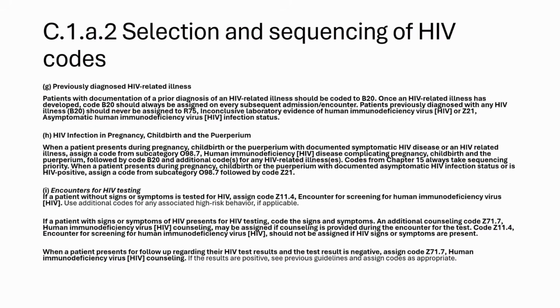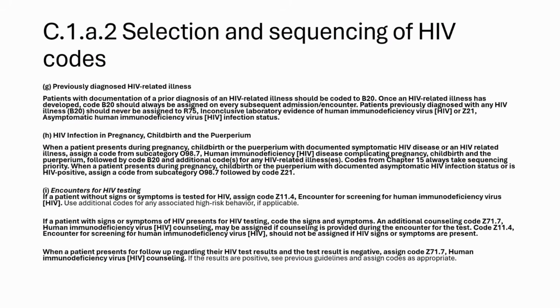If it is a pregnant patient, pregnancy, childbirth, puerperium, we start with O98.7. That is HIV complicating pregnancy. And then we add B20 if they're symptomatic or Z21 if they are asymptomatic. Remember, Chapter 15 codes always take sequencing priority. When we are having encounters for testing, so maybe the patient is just getting screened for HIV, Z11.4 is for our screening when they are asymptomatic. If the symptoms are present, we code the signs and symptoms instead.